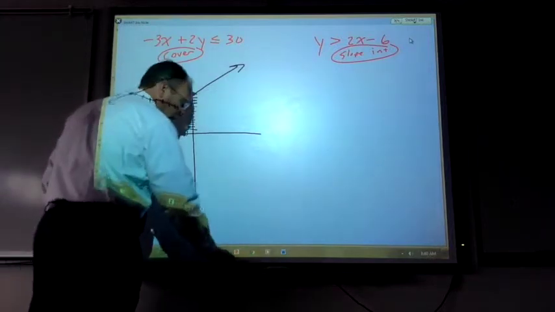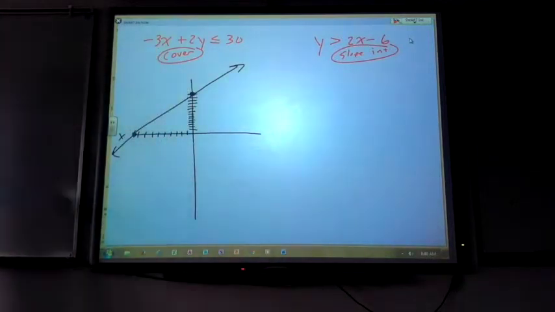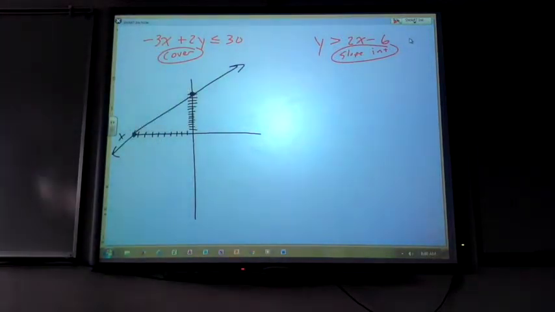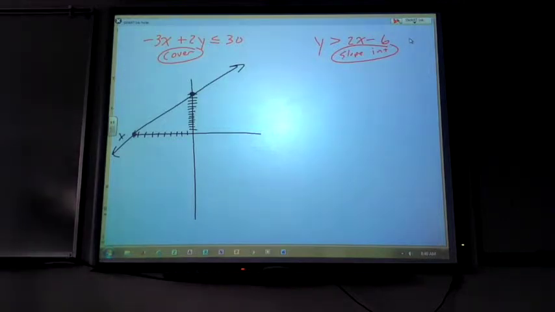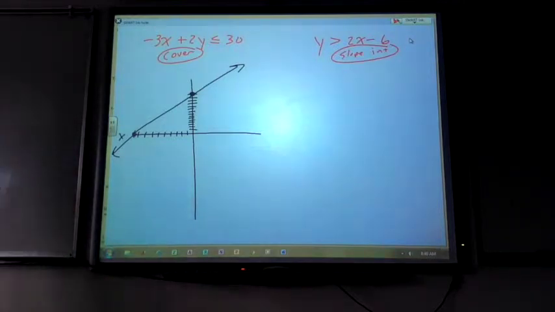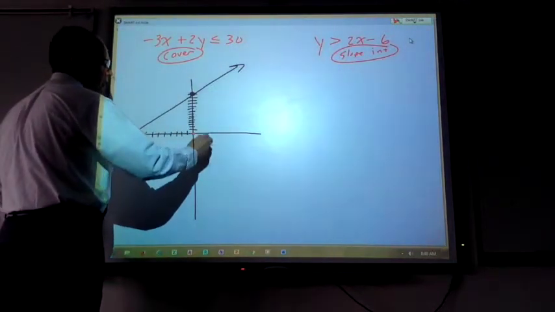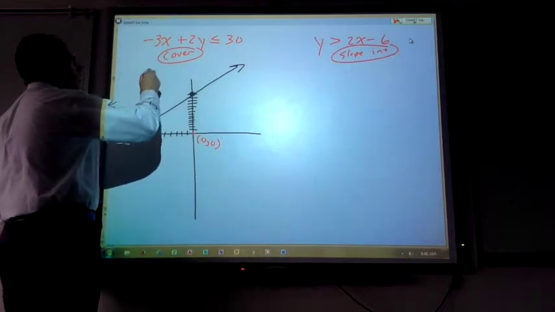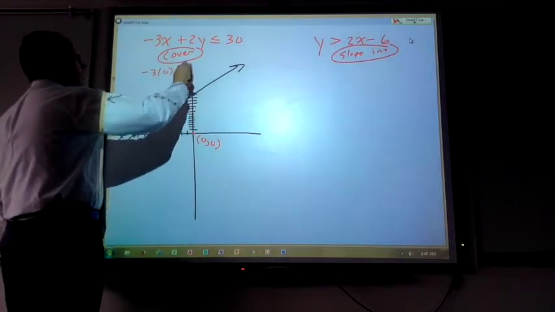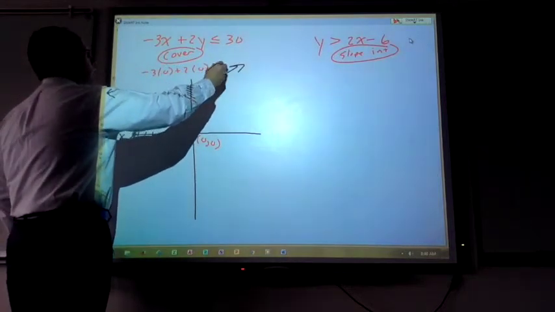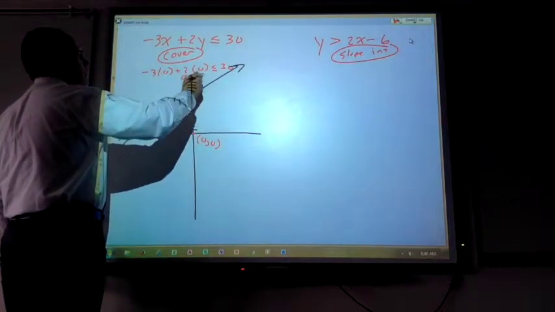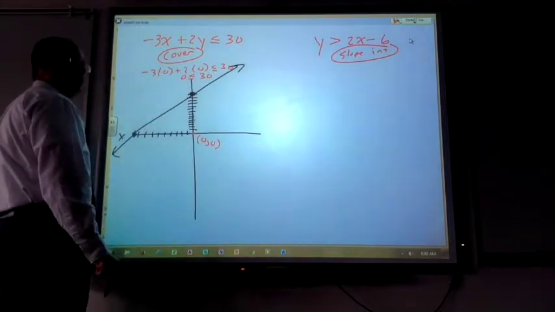And this one, we can indeed have negatives because we're not talking about a bounded region. A good test point for this problem you would feel would be 0, 0. 0, 0 is definitely down here. If I plug 0, 0 in and it works, so that means that 0 is less than or equal to 30. Is that true or false?